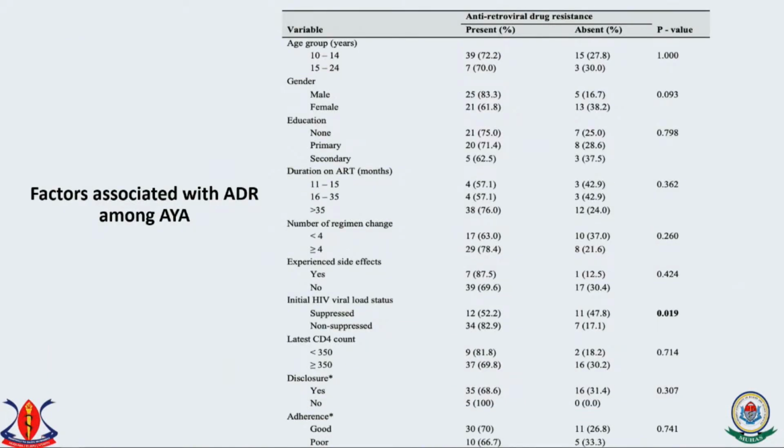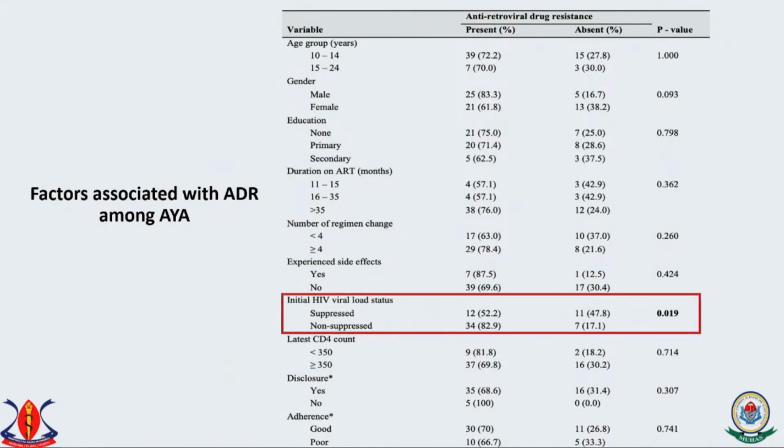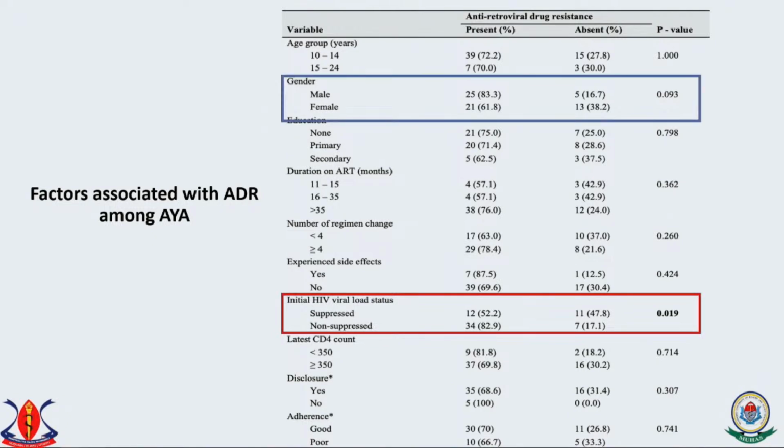When you look at the correlates of the factors, only the initial viral load status, meaning that if a client starts ART, we know they're going to test at 6 months after ART initiation. So we term this the first viral load status, which was more than 1,000, and had a significant association with development of acquired drug resistance. And the rest of the factors were not, but of interest, the males also had a higher proportion, though when we look into the statistical test, it was not significant.